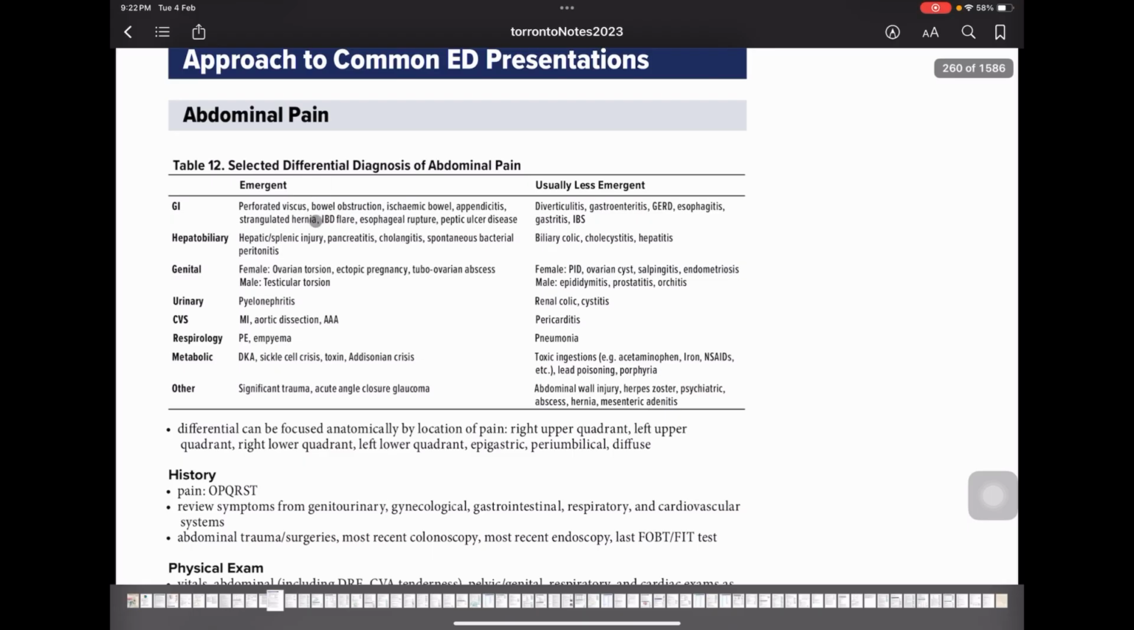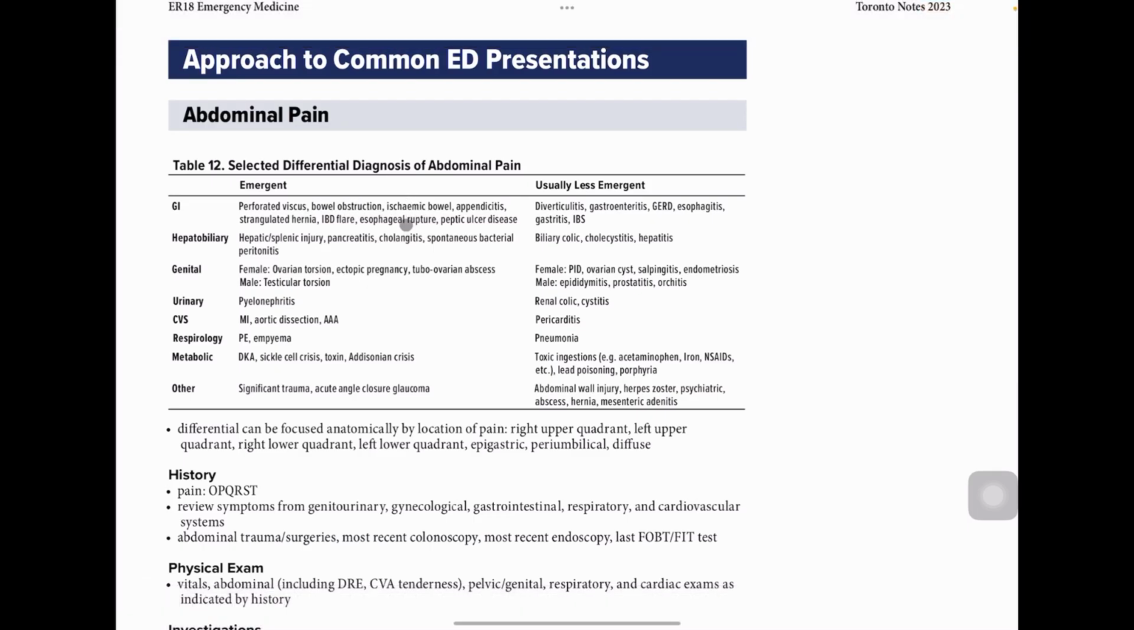Okay. Select differential diagnosis of abdominal pain. So much repetition. You see, GI: perforated viscus, bowel obstruction. Perforated viscus, what did I tell you? Tender, rigid abdomen, right? With sudden onset of pain. Bowel obstruction, vague abdominal pain. Ischemic, sudden onset of pain. Appendicitis, right upper quadrant, dull pain. Strangulated hernia, sudden onset of sharp pain. IBD flare, esophageal rupture, peptic ulcer disease. Less emergent are diverticulitis, gastroenteritis, GERD, esophagitis, gastritis, and IBS.